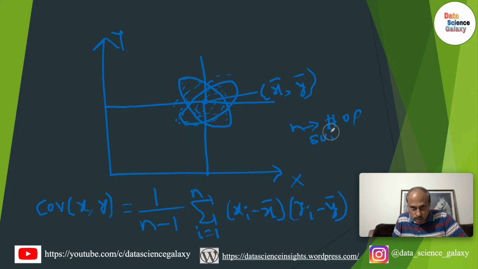You can also think of these subjects as the number of rows in a matrix. For example, if you have 10 rows in a matrix or 10 records in a data set, you can think of them as n is equal to 10. So 10 rows in a matrix or 10 records in a data set. That's what it is.